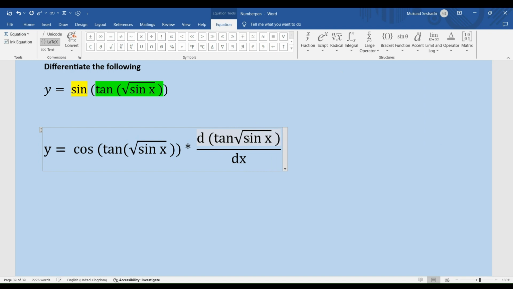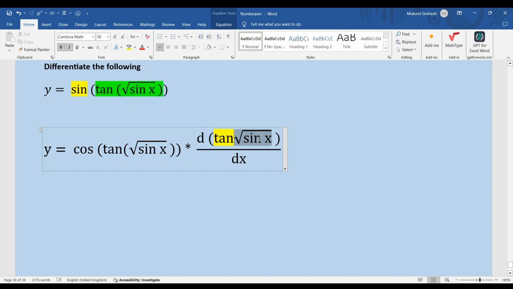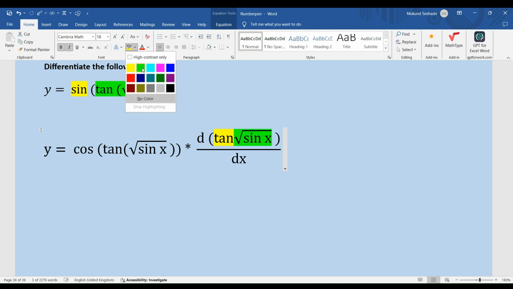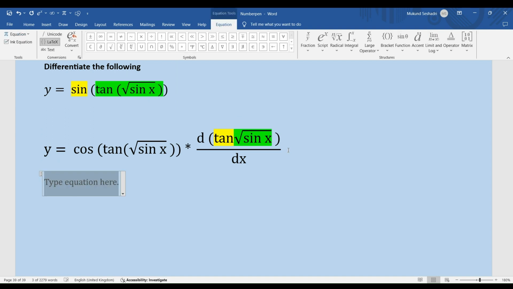So now I have to figure out what is my d by dx of tan root sin x, right? Now, how do I do that? Again, by the same method, identify what is my outer function. My outer function, folks, as usual, I'm going to do it with yellow and I highlight that. And for the outer function tan, what is the inner function? The inner function is root sin x, right?